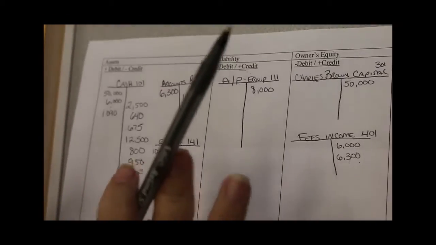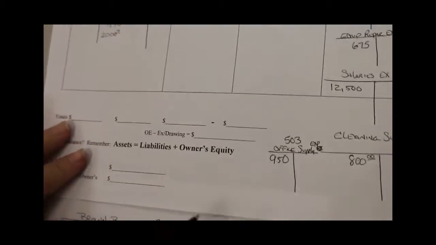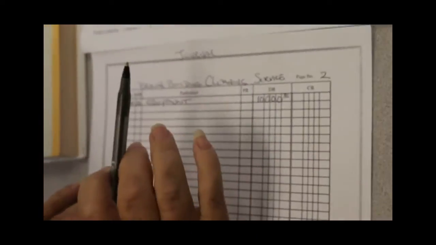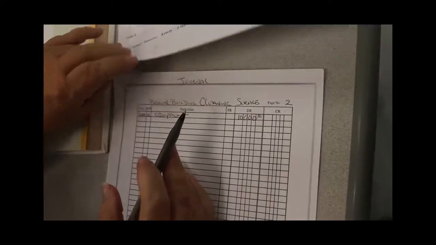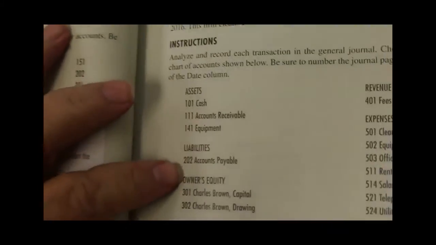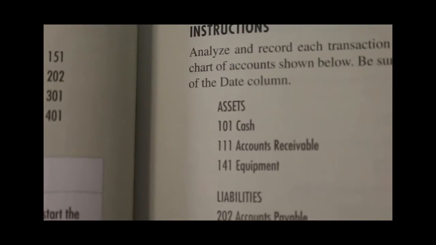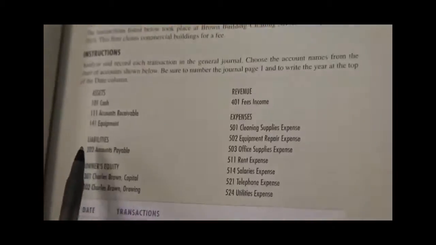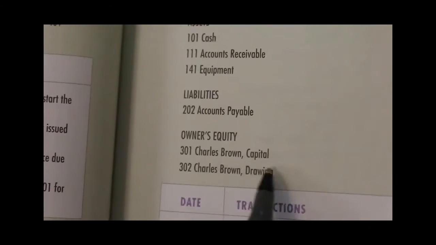Now, this is important. When you're listing on the journal a compound entry and there's more than one debit or more than one credit, you want to list them in the correct order. Always list them in the order that they are listed here. Always assets first. And if there's more than one asset, cash always goes first. So list them then by account number. And then next we would do liabilities, then owner's equity, capital and drawing, revenue, and then expenses, and then by account number. So which one of these should I list first that we credited?